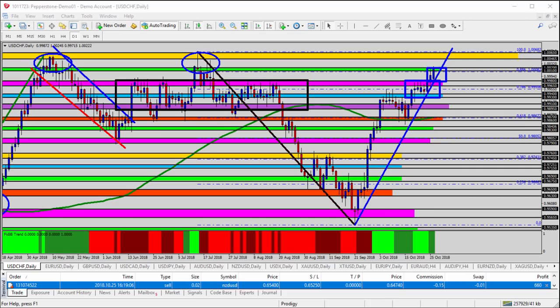We are now challenging the parity level 1.0. We're challenging above that right now. We're challenging what is our resistance zone, the green shaded area between 1.0010 and 1.0020. So we're going to focus on the trend, looking for, at least at this point, a breakout above resistance.